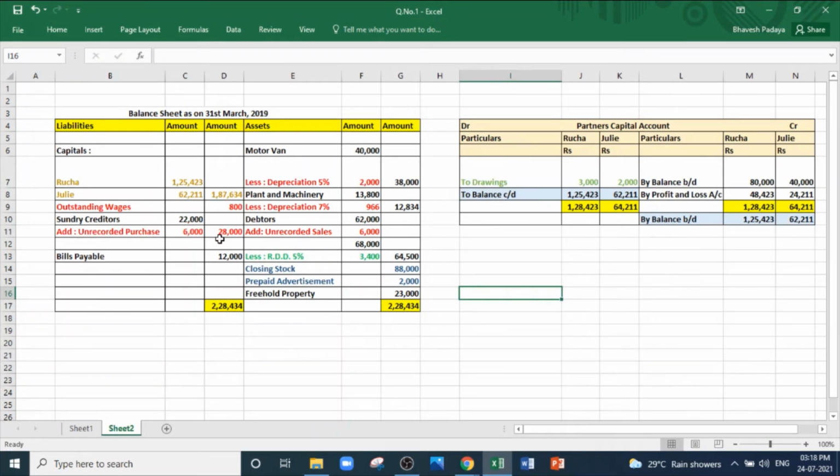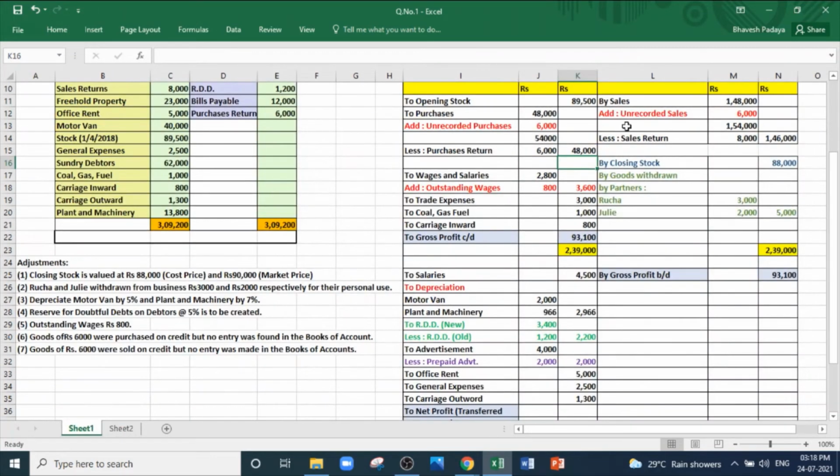Total creditors are 28,000. And we have unrecorded sales. We sell to debtors. So add to debtors, and add to sales. Total sales will be 1,46,000. After posting the trial balance and giving two effects of the adjustments, now we start tallying the sum.